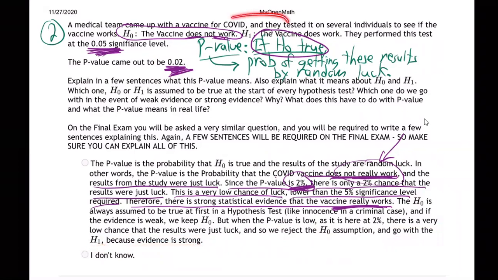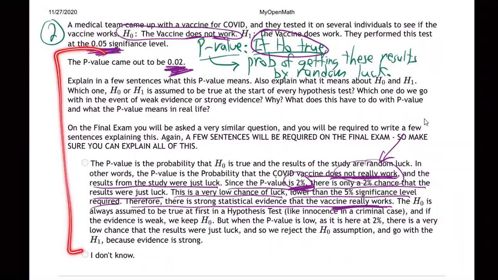So that's what a p-value is. What I'll be looking for in that question is these kinds of words. I'll be looking for you to say what a p-value is as it relates to the specific word problem I give you on the final. This one's the COVID vaccine. It'll be something else on the final. And I'll want you to talk about what a p-value is in general, what the p-value is specifically on the one I gave you on the final, how it relates to the significance level, what that means about strong evidence and weak evidence. What does that mean about real life? What does that mean about our assumptions? Which one is assumed? And what do we conclude?